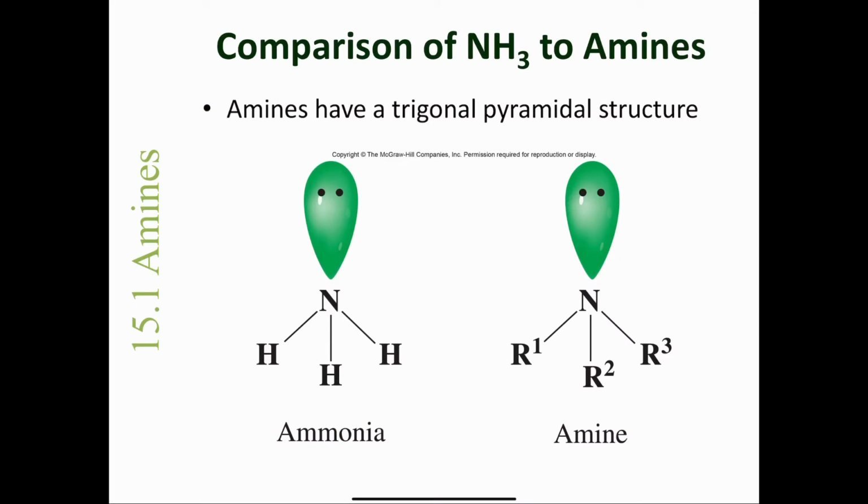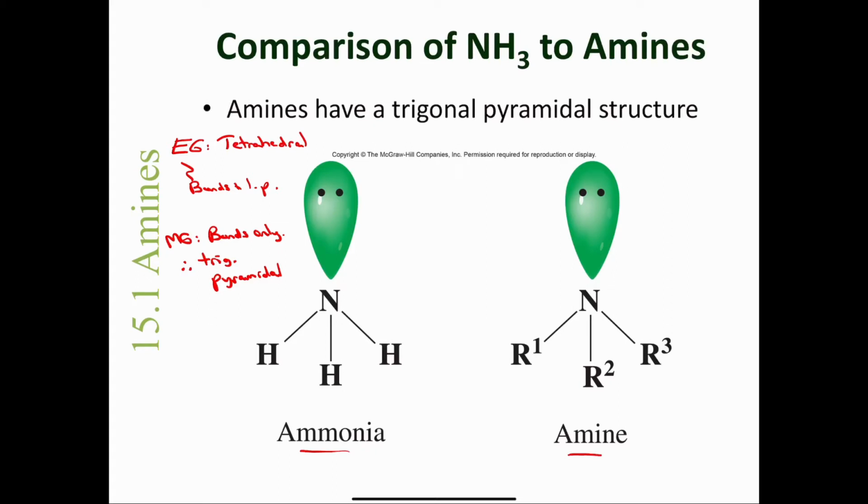Again, amines have that trigonal pyramidal structure. Now remember, the electron geometry of an amine is tetrahedral, but electron geometry considers bonds and lone pairs, right? And molecular geometry considers bonds only, and therefore it is trigonal pyramidal.